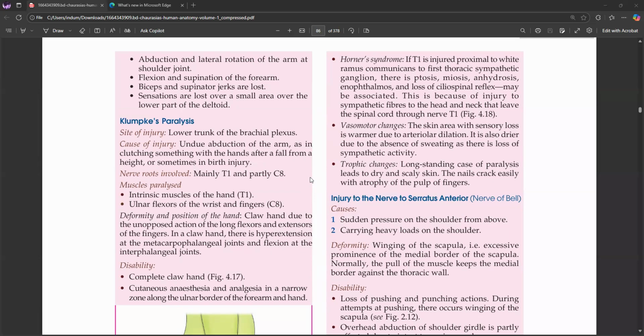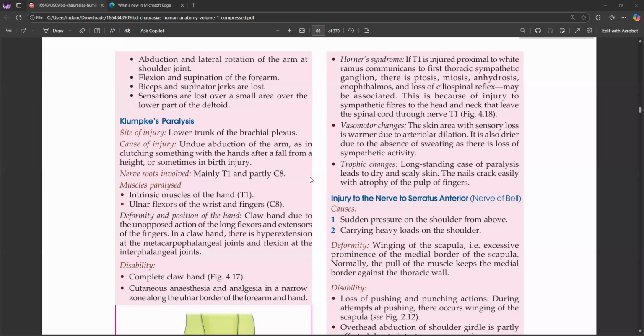Cause of injury: undue abduction of the arm, as in clutching something with the hands after a fall from a height, or sometimes in birth injury. Nerve roots involved, mainly T1 and partly C8. Muscles paralyzed: intrinsic muscles of the hand, T1, and ulnar flexors of the wrist and fingers, C8.